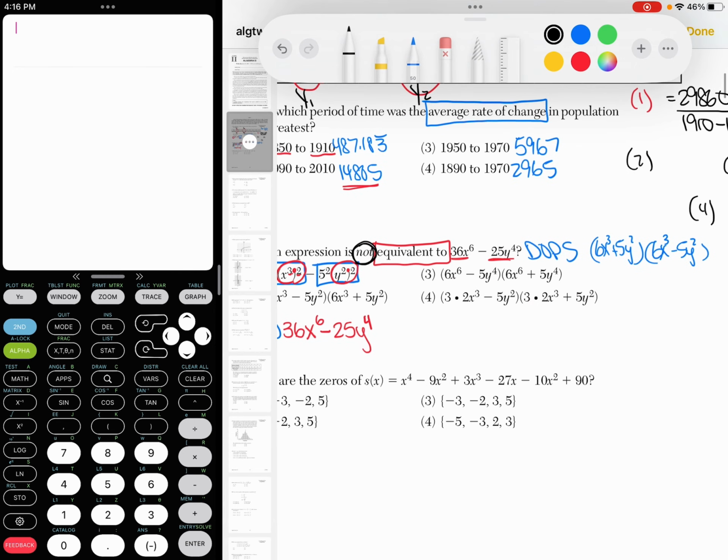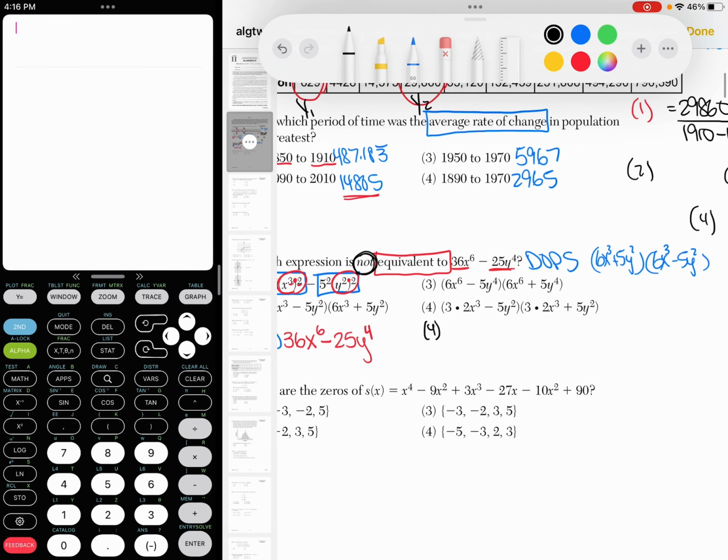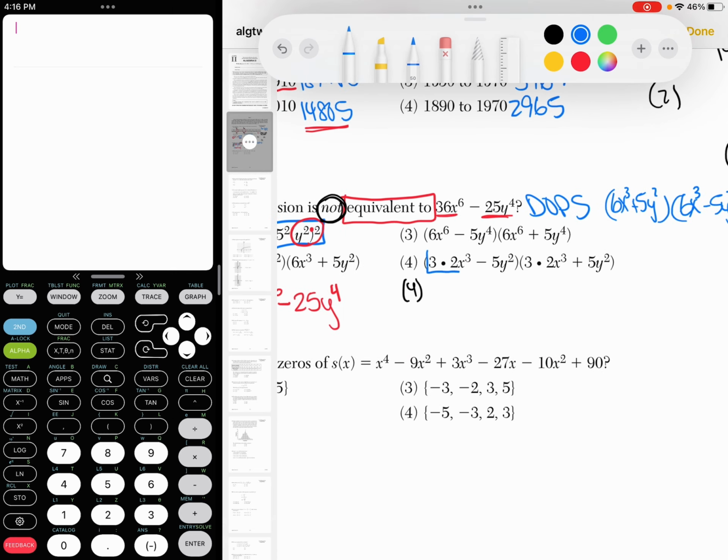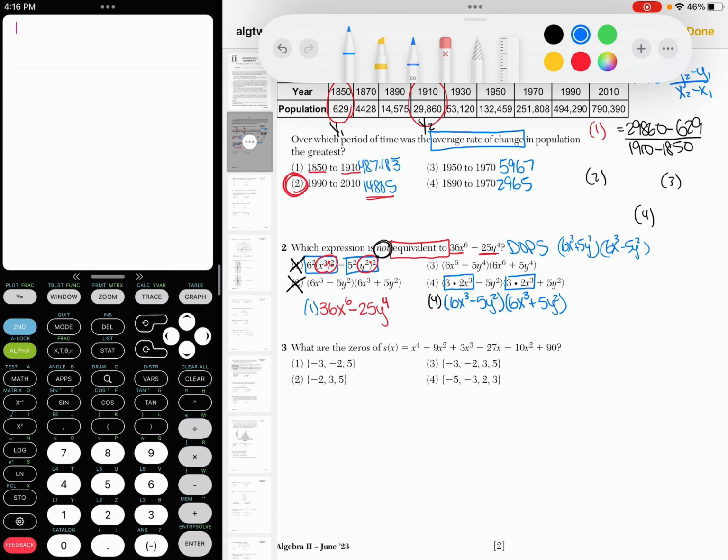Okay, because I know the answer, I'm going to jump you down to choice 4. Choice 4 is that same kind of idea where you just want to simplify what they have. These are being multiplied together, so I'm going to multiply those. 3 times 2 is 6, and that'll stay x to the 3rd. And I'm just going to bring this down, minus 5y squared. And then same thing here. 3 times 2 is going to be 6. I got ahead of myself there. And that'll be plus 5y squared. This, if you notice, is the same as choice 2. It's also the same thing that we got when we did the difference of perfect squares, which means it is equivalent, so choice 4 is not the answer.